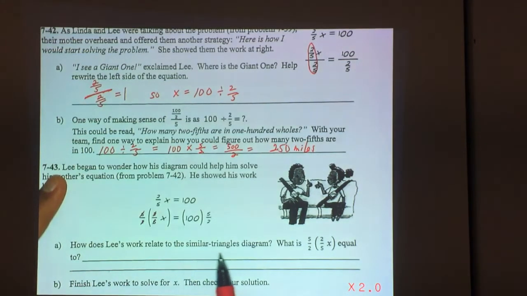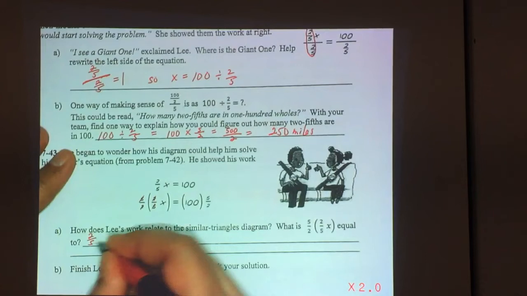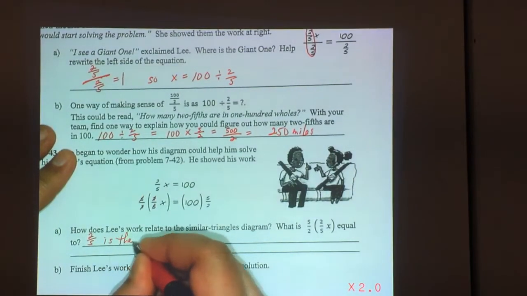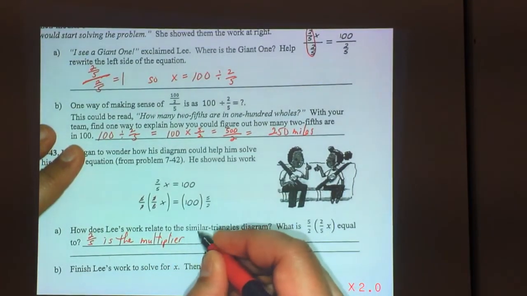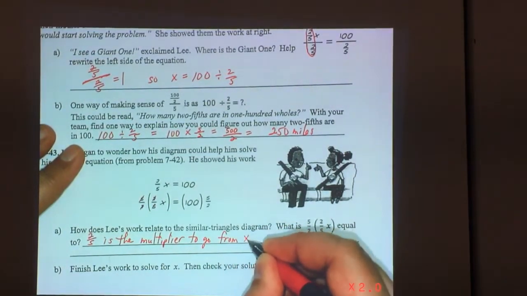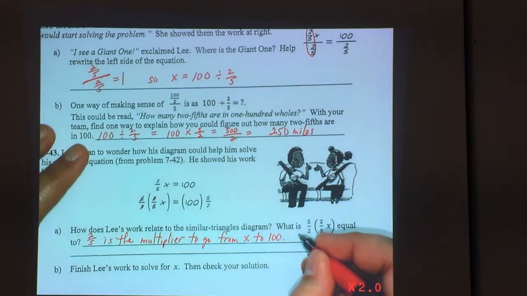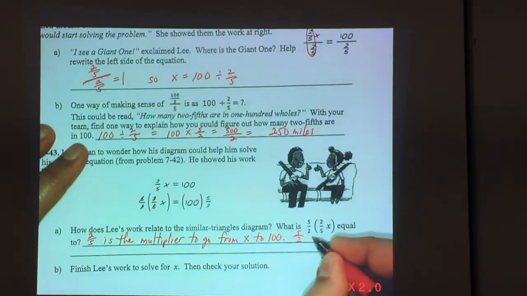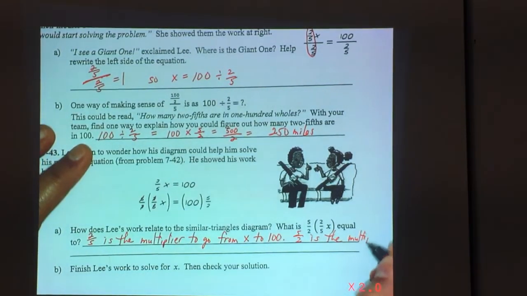Let's see what he's saying. How does Lee's work relate to the similar triangle diagram? What is 5 over 2 times 2 over 5x equal to? Oh, there's a lot of lines here. Okay, so 2/5 is the multiplier to go from x to 100. That's using Lee's diagram from up there. 5 over 2 is the multiplier.